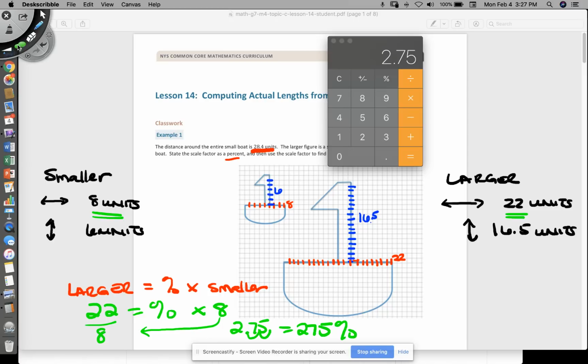Now again, I told you I was going to show you that it doesn't really matter. You can pick the other numbers. You could compare the verticals. So same thing. The larger will be 16.5 equals the percent times the smaller, which is 6. And when you divide that out, you will also get 2.75, which will equal 275%. So you're just going to compare one of the sets of numbers and solve for the percent. And that's it.